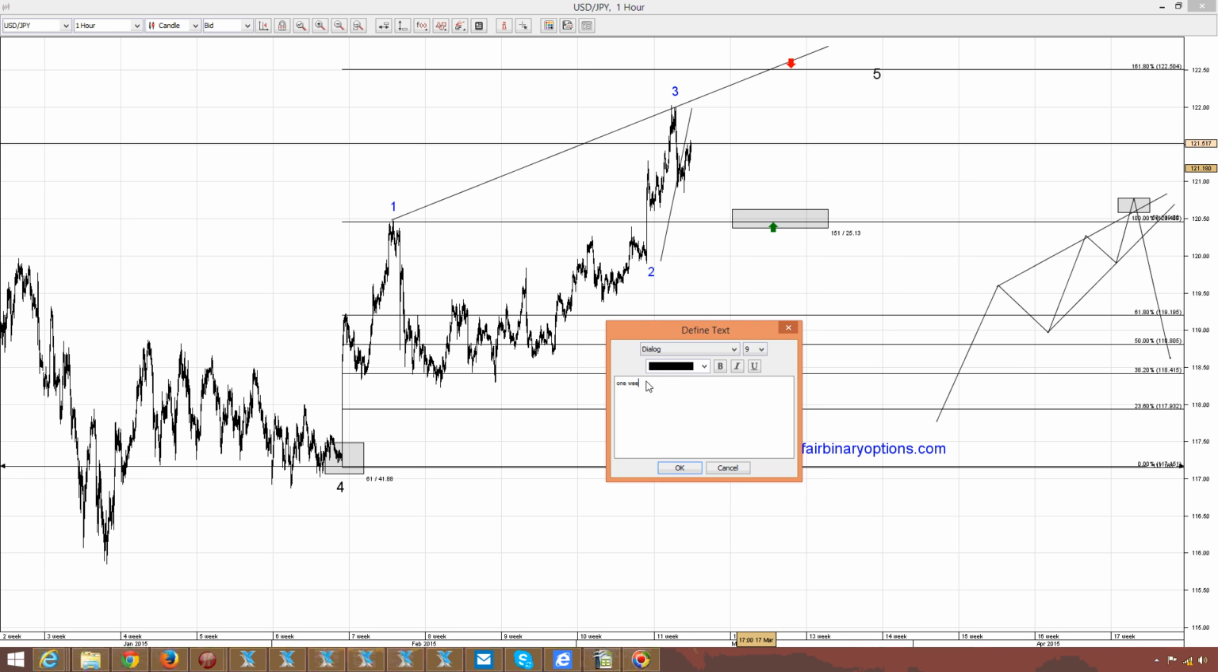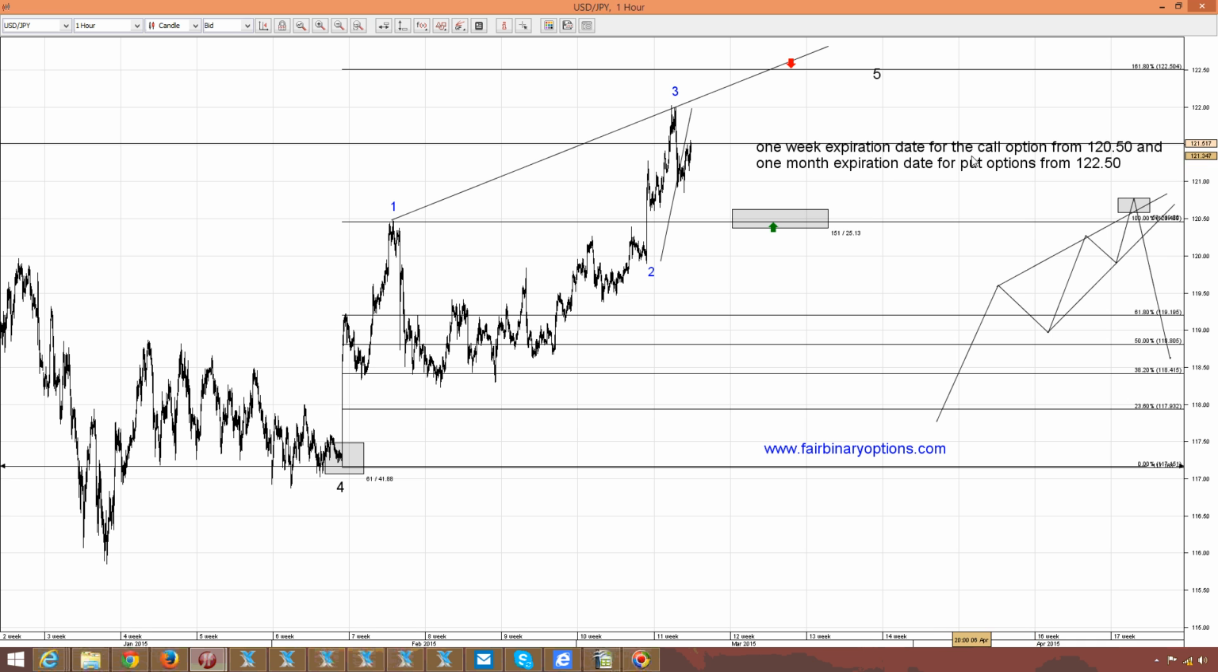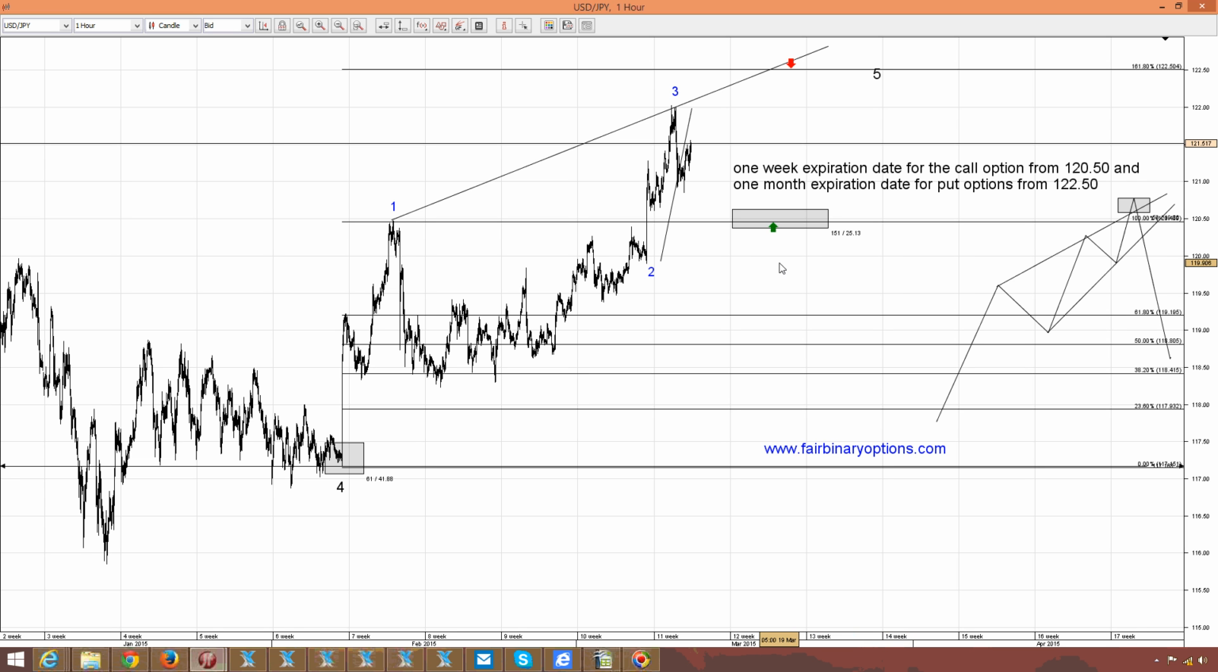So a 1 week expiration date for the call option from 120.50 and a 1 month expiration date for put options from 120.50. Nothing but a rising wedge, and we should add to the downside with more put options by the time the 2 to 4 trend line, or the future 2 to 4 trend line to come, is going to be broken. It remains to be seen.